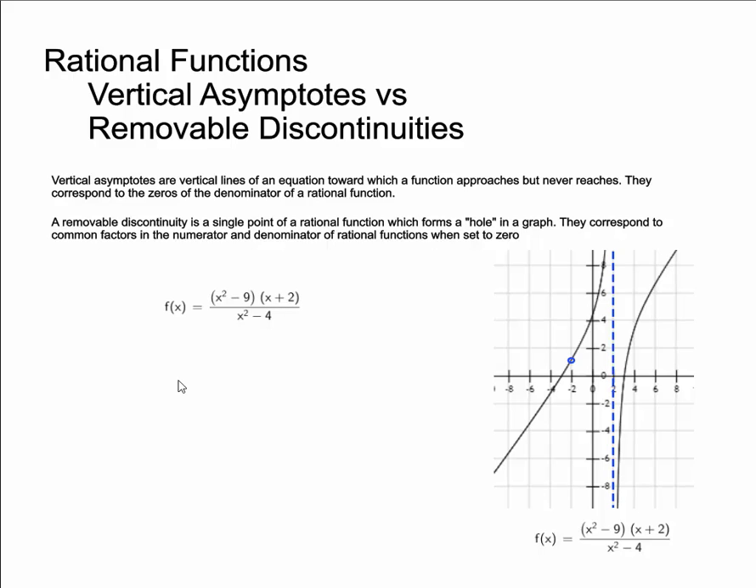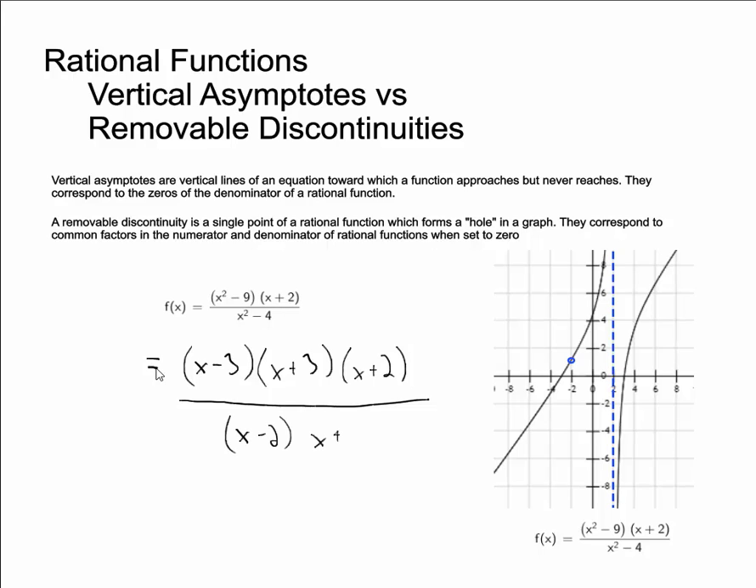Well, let's look back at the original function. To determine vertical asymptotes and removable discontinuities, let's rewrite this in completely factored form. So we can set this as equal to x minus 3 times x plus 3, because x squared minus 9 is a difference of squares. And then, of course, we can't forget the x plus 2, which is still there. And then in the denominator, we have an x squared minus 4, which is also a difference of squares. So we can rewrite that as x minus 2 times x plus 2.